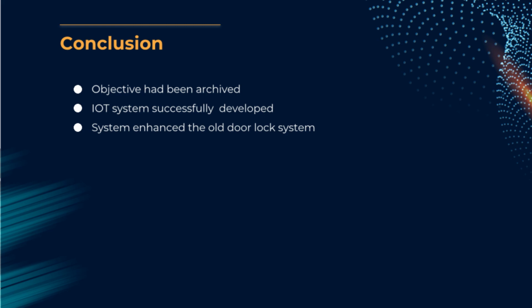The third objective is to develop an alert system. When the door is being forcefully opened while locked, an alarm will go off, and the notification will pop up on the mobile application. In conclusion, this system not only resolves the security issue of the old door lock system, it also provides extra features to enhance the old door lock system. The simplistic mobile application also provides convenience to the user.